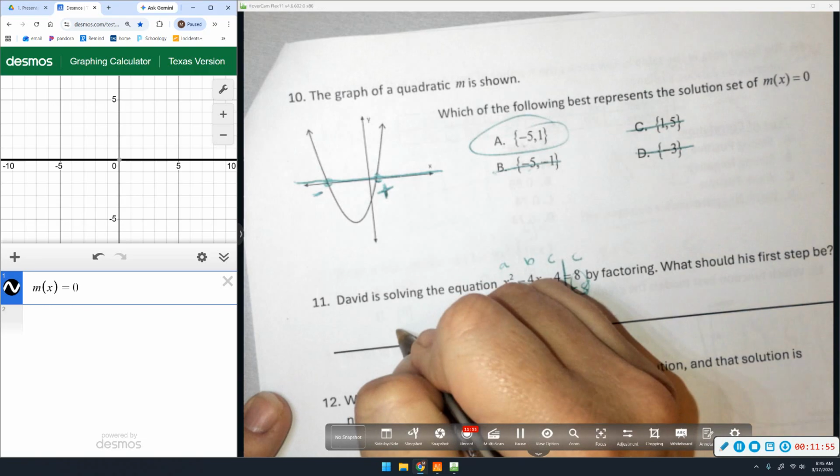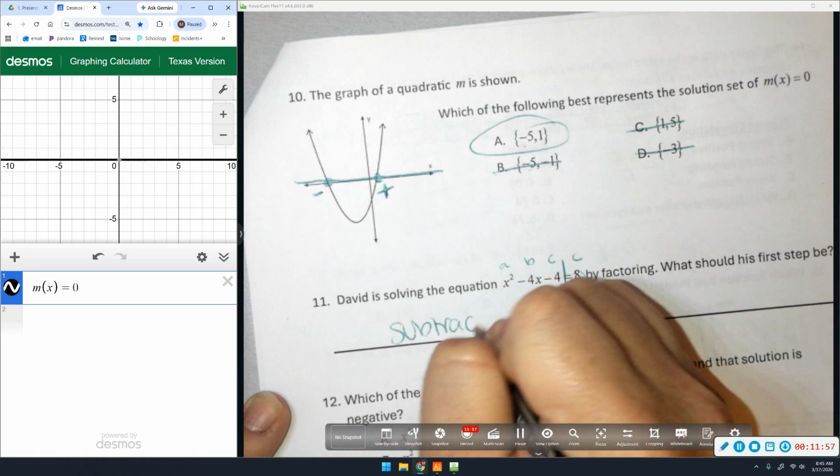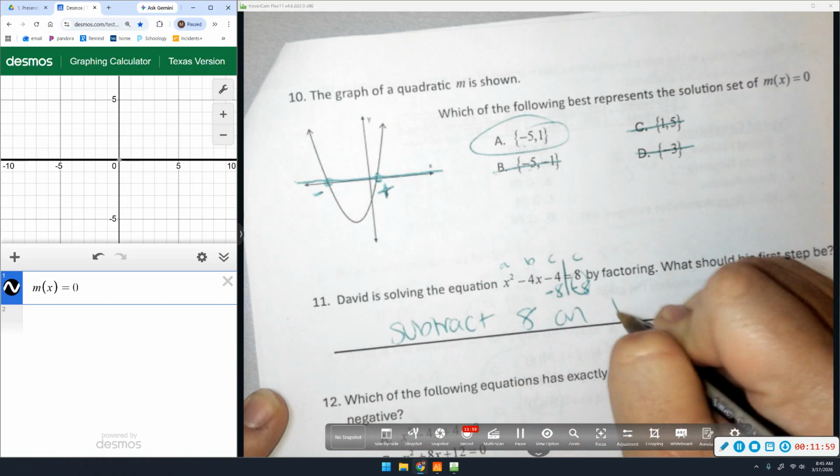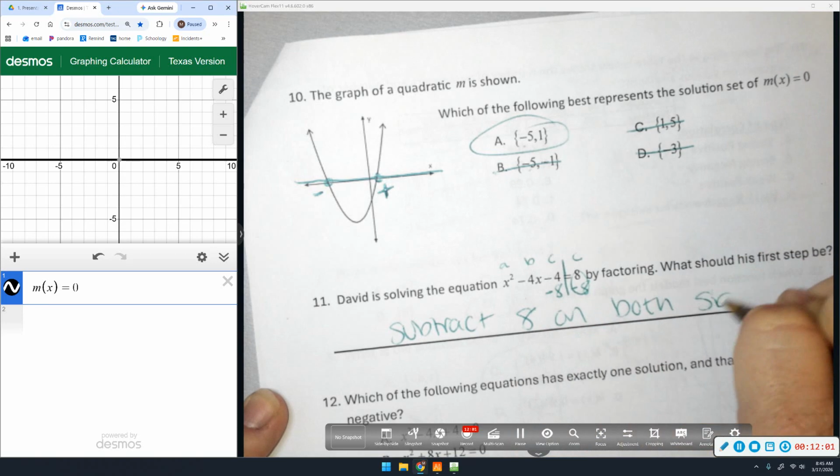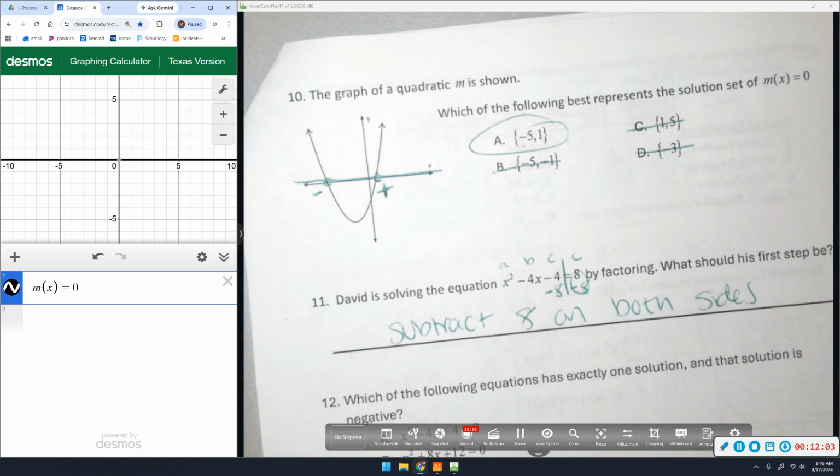So we'd subtract 8 on both sides. Now my next step would be to check for a GCF, build my box, and so forth. But my first step is making sure it equals 0.